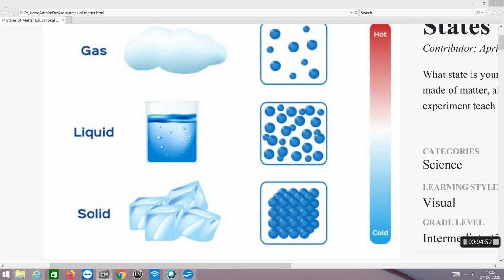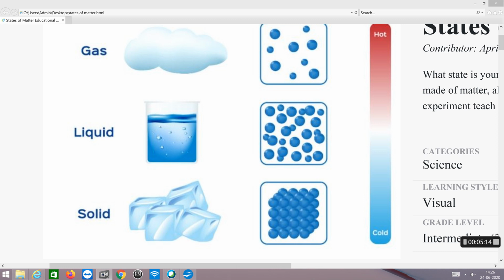So these are the three main properties of solid, liquid and gas. Solids have definite shape and volume. Liquids have definite volume but no definite shape. Gases have neither definite volume nor definite shape.